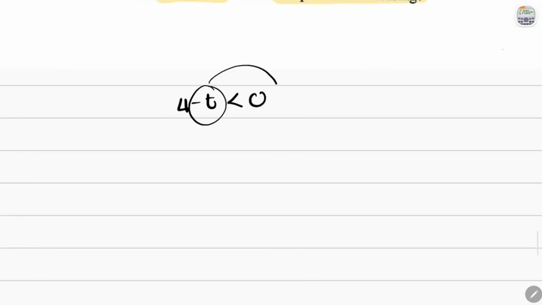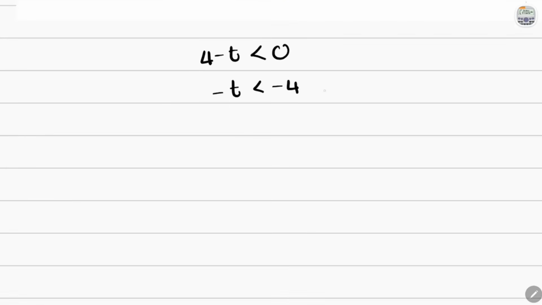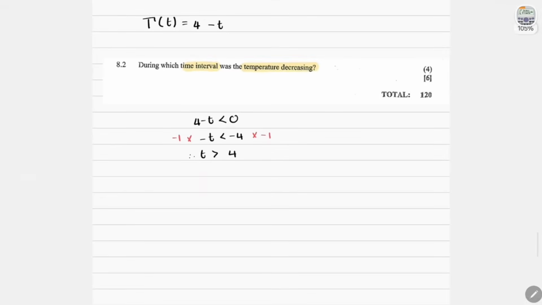You can decide to take this over, and that would solve for it. Or you could take 4 over and then divide both sides by a negative value, and then you need to remember what happens with the sign. If we leave negative t, it's still less than, and taking the 4 over, it becomes negative 4. Then we could multiply by negative 1, both sides. This makes it positive t, and the sign changes to greater than 4. So t is greater than 4.